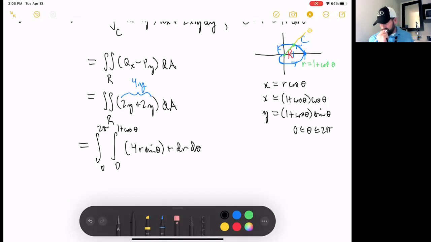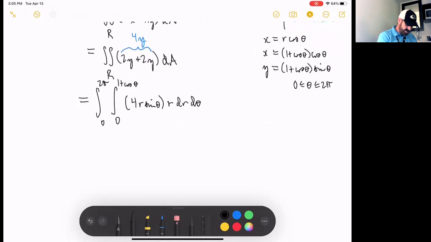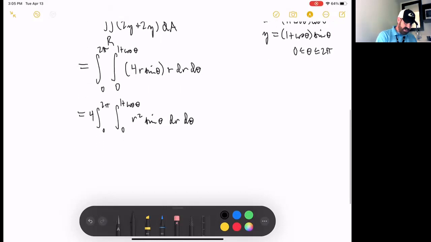Okay, so on the whole, let's write down what we have here. This is going to be the integral from 0 to 2 pi, the integral from 0 to 1 plus cosine of theta. Let's pull the 4 out here, and it's going to be r squared sine of theta, dr d theta.